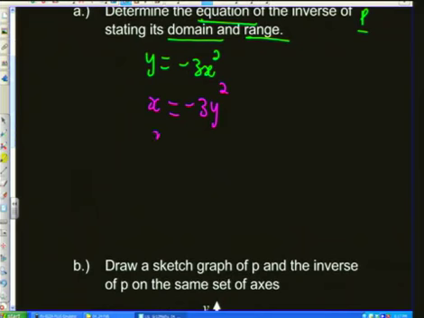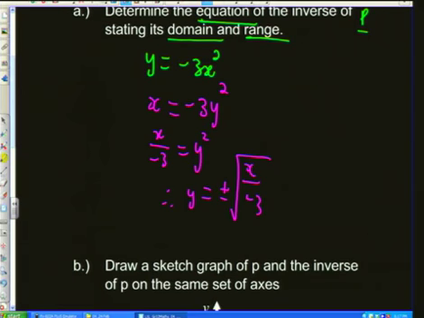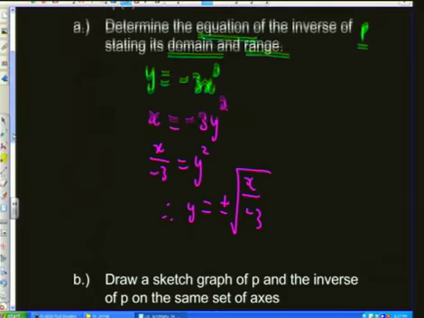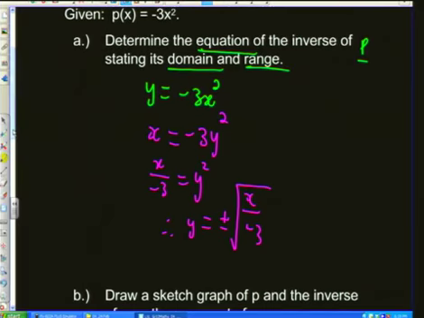So I've got x divided by minus 3 equals y squared. Therefore y is plus or minus the square root of x divided by negative 3. Now watch, very important here: if you look at this, y equals plus or minus the square root of x divided by minus 3.